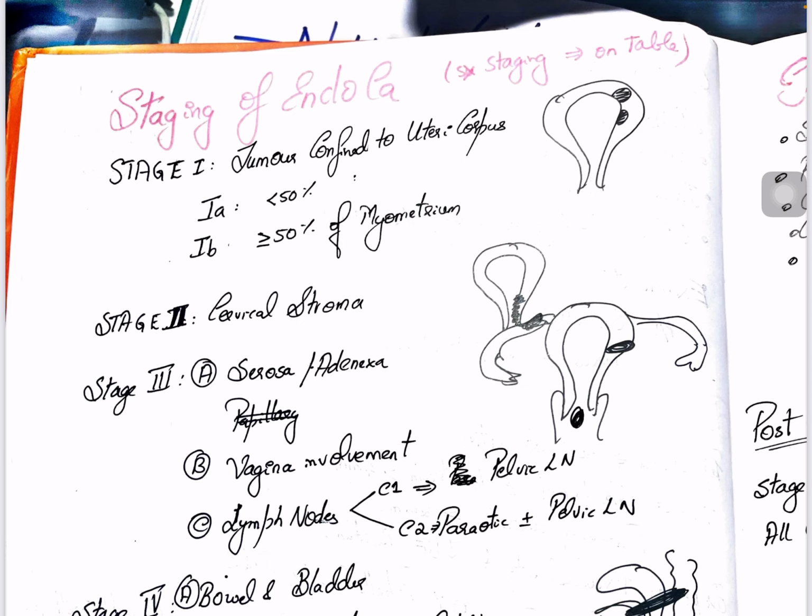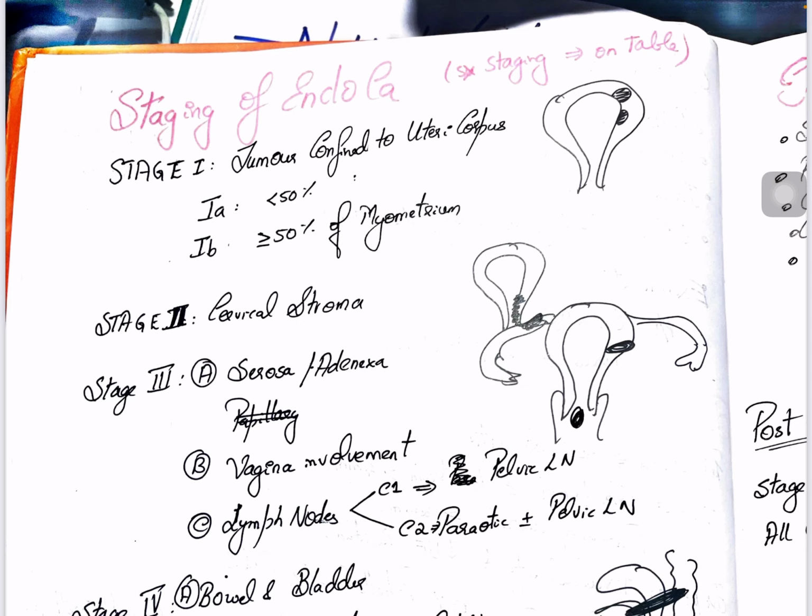In stage 1, there are 3 grades also: grade 1, grade 2, grade 3. Grade 1 is well differentiated, glandular, and shows atypia. Grade 2 has some solid structure. Grade 3 has a lot of solid structure, no architecture, and massive proliferation. Now in stage 1, stage 1A is less than 50% and 1B is more than 50% myometrial invasion.